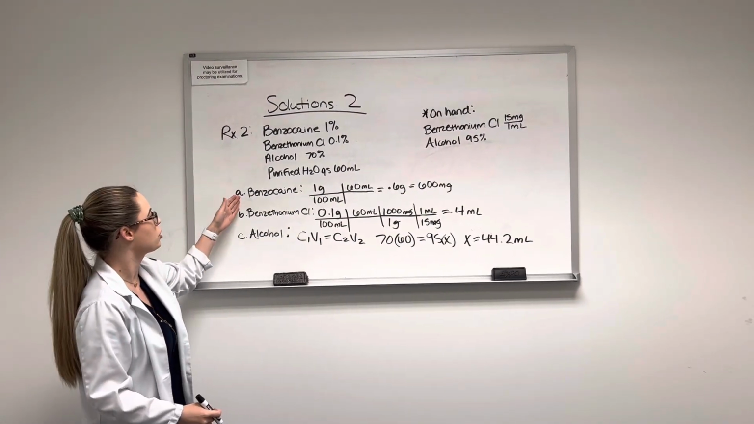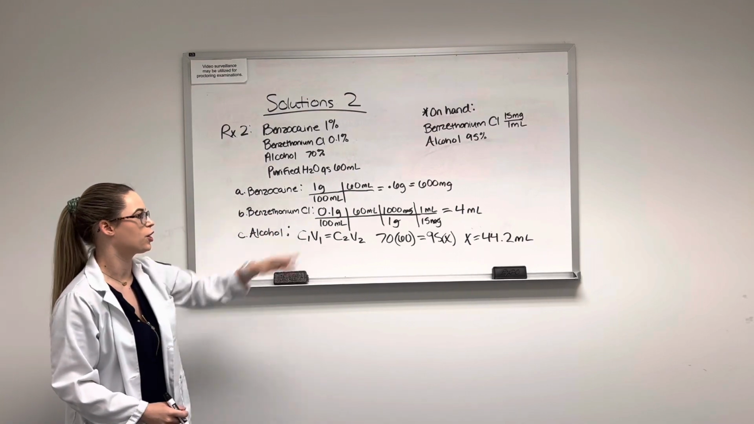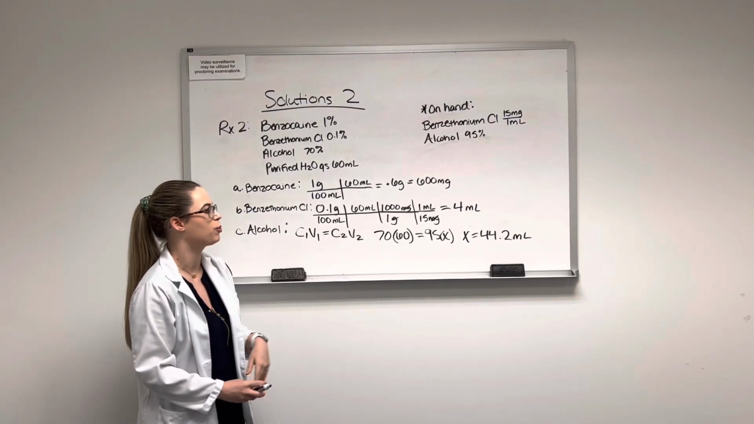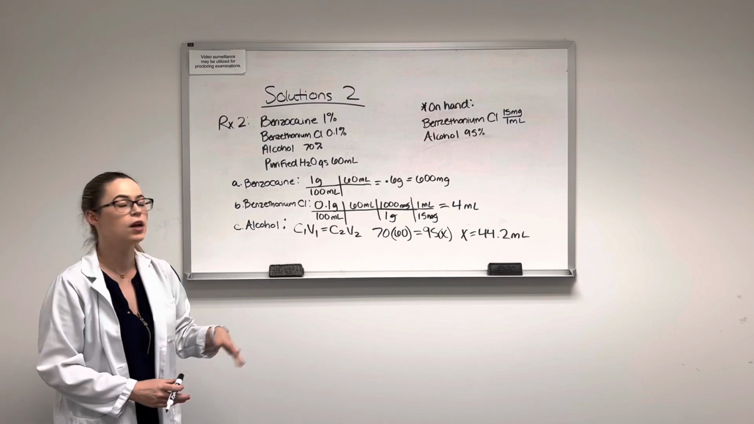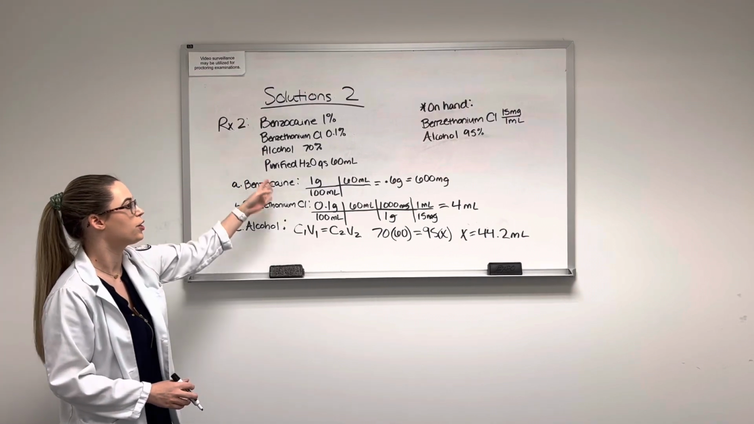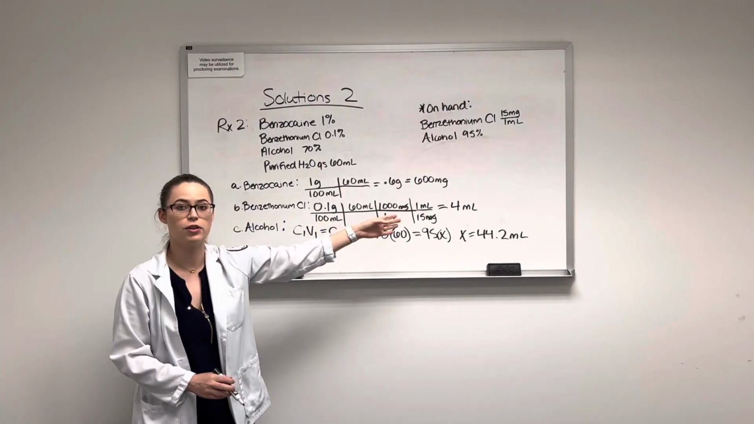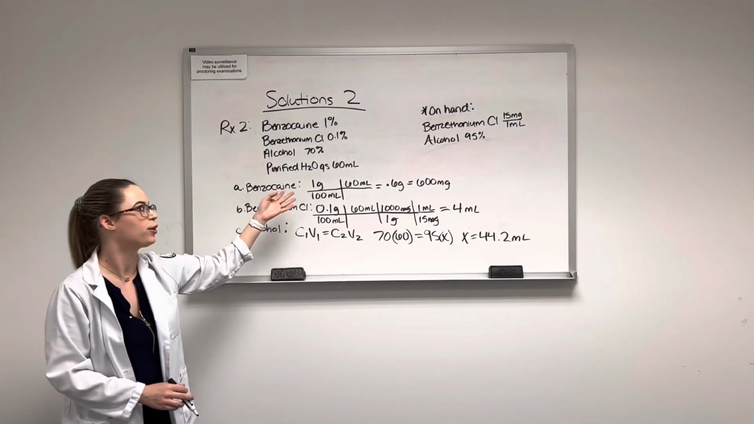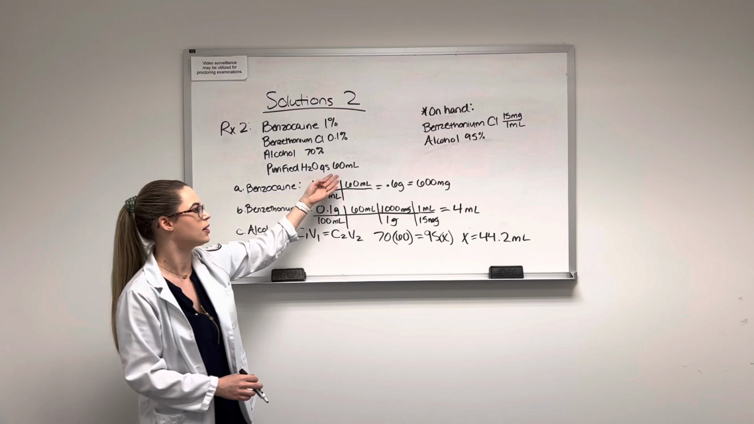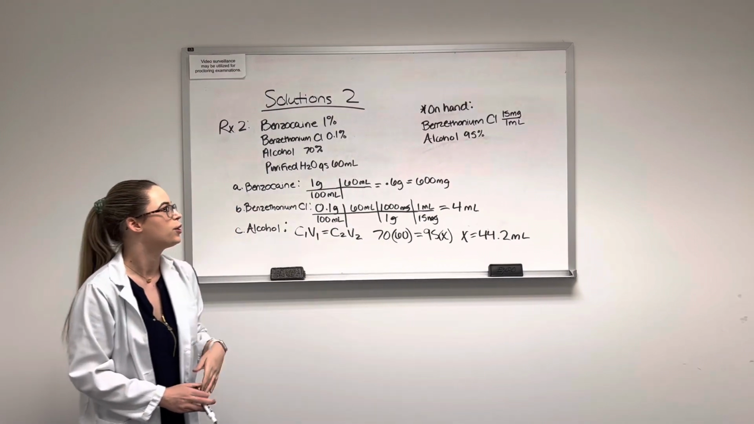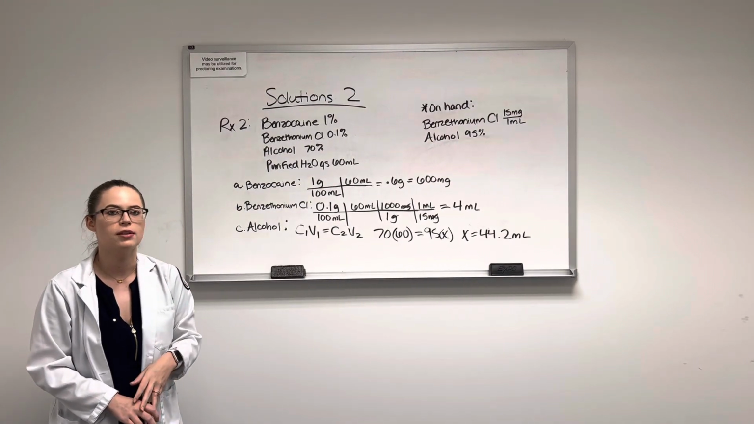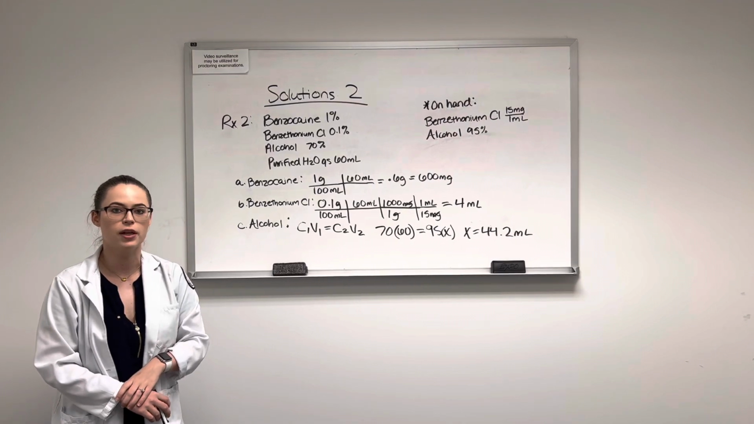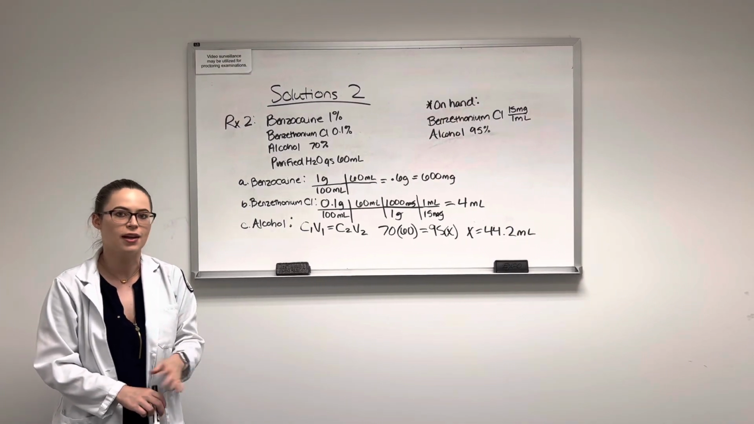So you will dissolve your benzocaine, 600 milligrams, in your 44.2 milliliters of alcohol. The benzethonium chloride, you will collect 4 milliliters with a syringe and add it to the solution. And then you'll add purified water up to the 60 milliliter mark. You will then dispense it to the patient, letting them know it's for topical use only, to avoid the eyes, and to wash their hands after application.